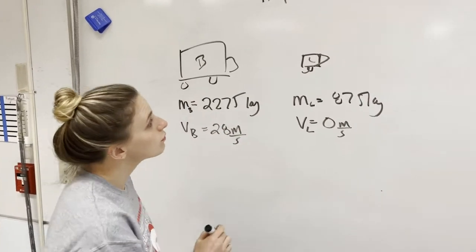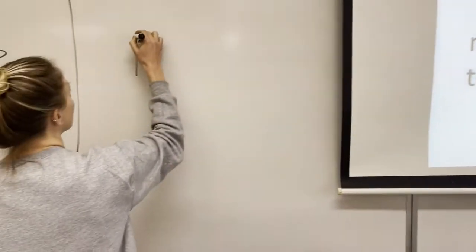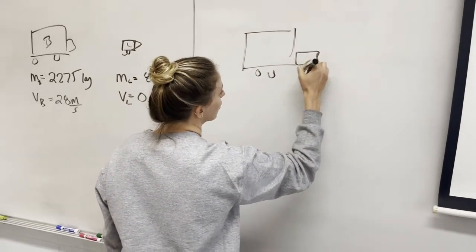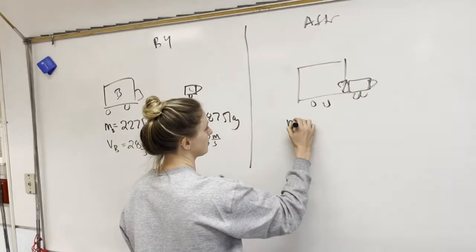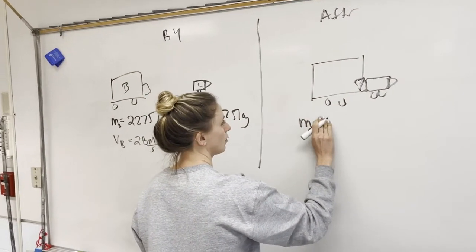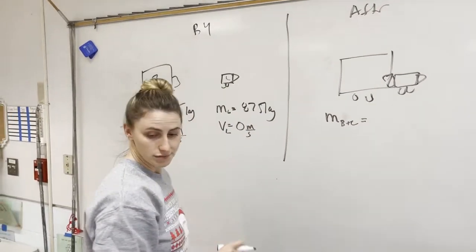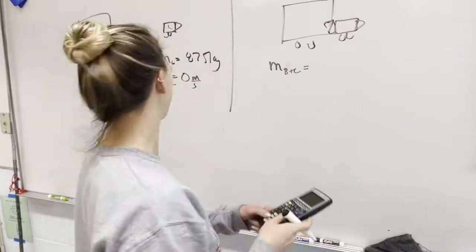Okay, so this is before, and then after, it says they stick together. The bumpers stick together and they move off together. All right, so that means that their masses are combined. Yep, the mass of big plus the mass of little. Can you do it in your head? Well, no, go ahead.